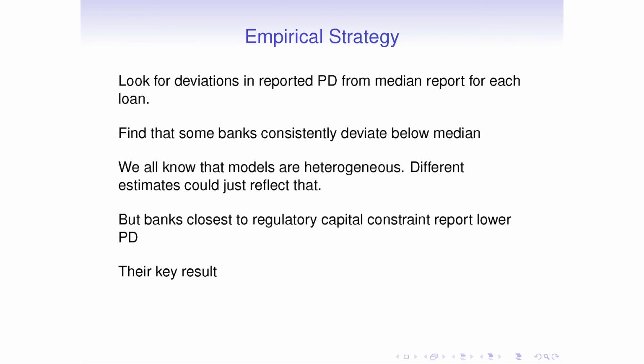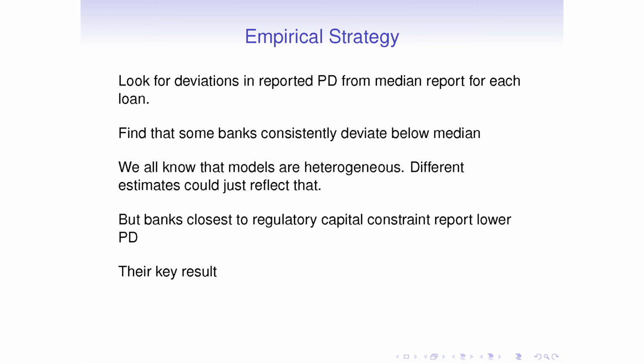Okay, empirical strategy: look for deviations in reported probabilities of default from the median report for each loan, and they find some banks consistently deviate below the median. Now, I'm not going to talk that much about this today, but we all know that models are heterogeneous. And so different estimates could just reflect that. I think of different Fed inflation forecasts. Charlie probably remembers that. Some are very different across banks. And there are a lot of forecasting models.